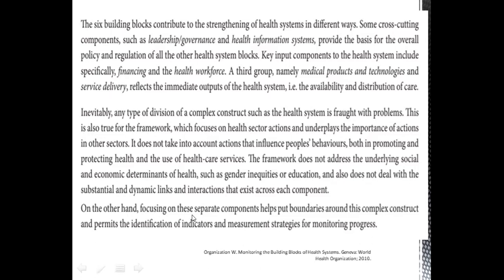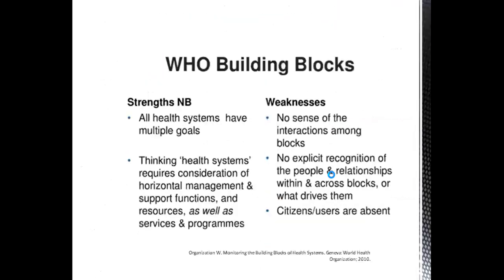On the other hand, focusing on these separate components helps put boundaries around this complex construct and permits the identification of indicators and measurement strategies for monitoring progress. Therefore, strengths include that all health systems have multiple goals. Thinking about health systems requires consideration of horizontal management and support functions as well as services and programs. Whereas weaknesses include no sense of interaction among the six building blocks, and no explicit recognition of people and relationships within and across blocks.